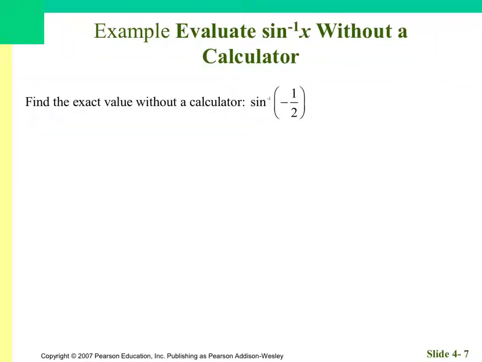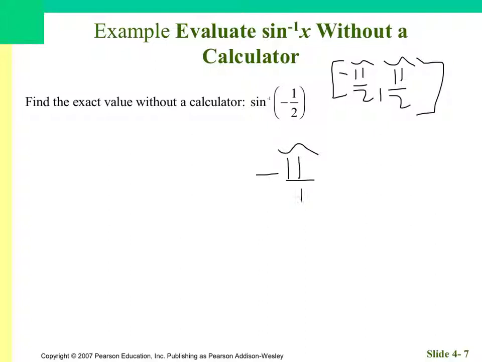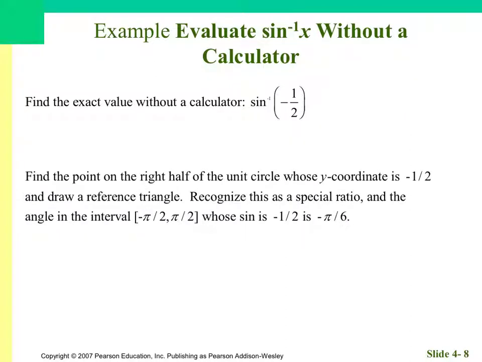Find the exact value without a calculator: the inverse sine of negative 1/2. Remember, we're restricted between negative pi over 2 and positive pi over 2. So it would be in quadrant 4, because it's negative. And 1/2 is when it is pi over 6. There you go.